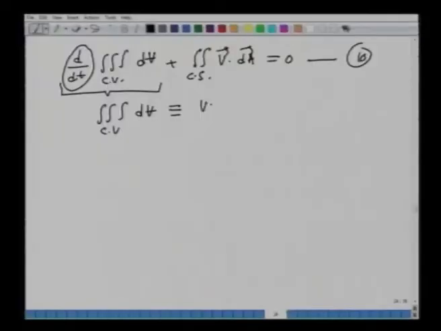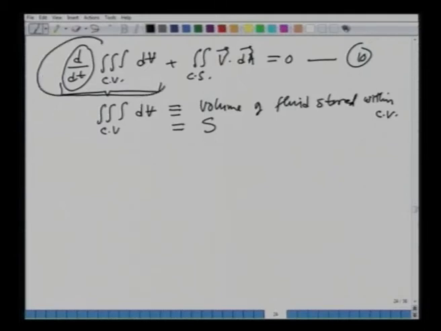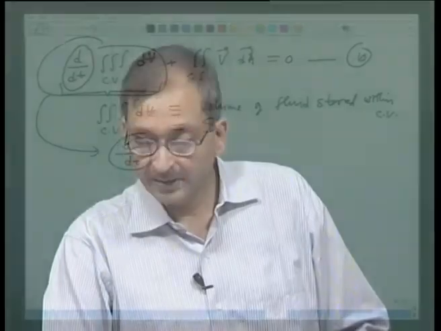So, what we say is then this is the volume of fluid stored within the CV, okay, and let us represent that total volume stored within the control volume as capital S. S is the storage, let us say, all right. Then what is this whole quantity? This is nothing but dS over dt. Is this clear? Okay. Try to convince yourself, all right. The first expression in equation 10 is nothing but dS over dt.